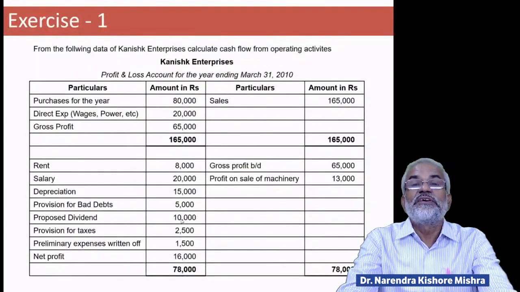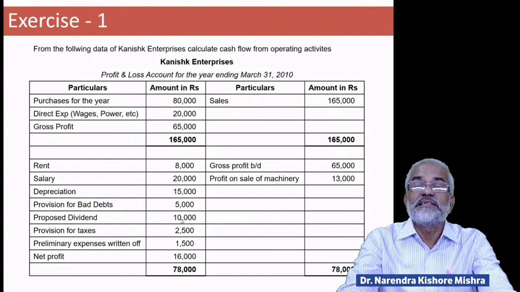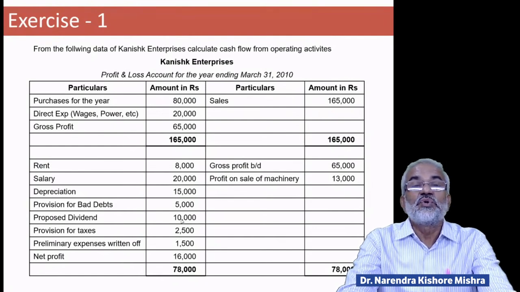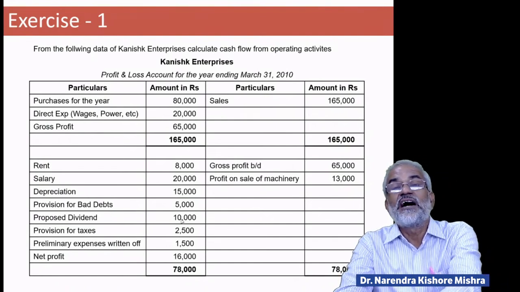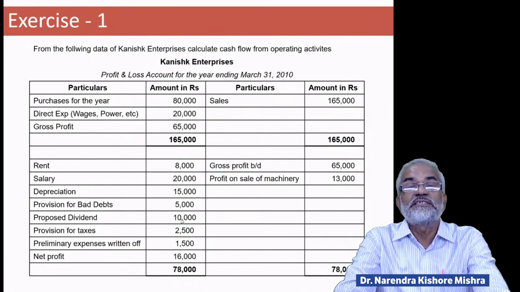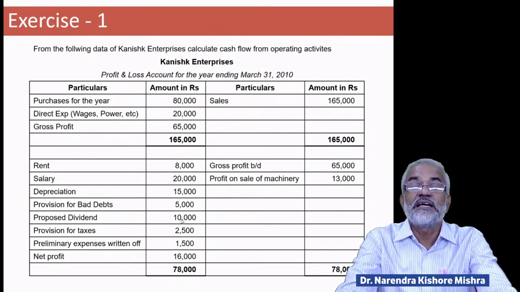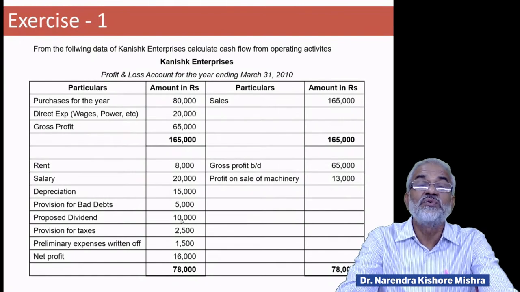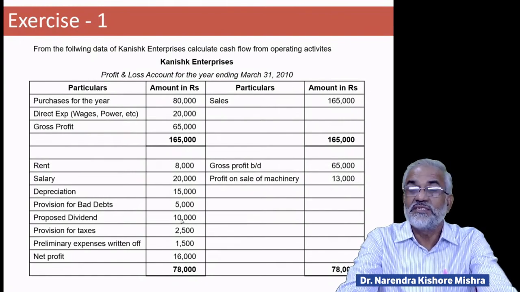Suppose this is the profit and loss account of an organization, Kanishka Enterprise. The trading and profit and loss account shows a net profit of rupees 16,000. The different figures are: sales is 1,65,000, purchase is 80,000, and direct expenses like wages, power, etc. are 20,000, which results in a gross profit of 65,000.